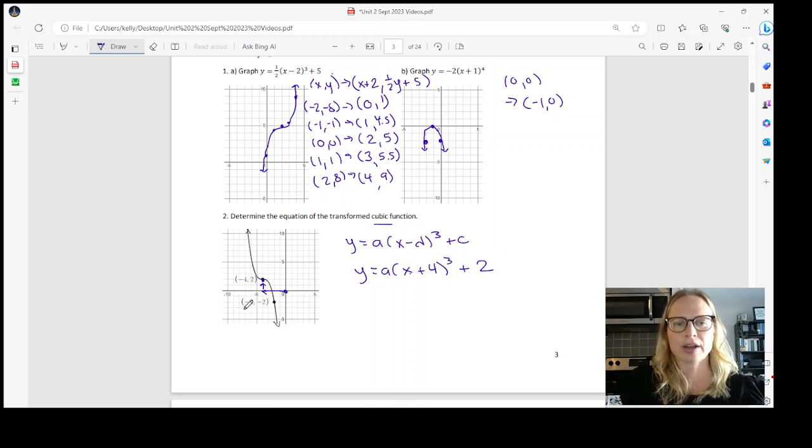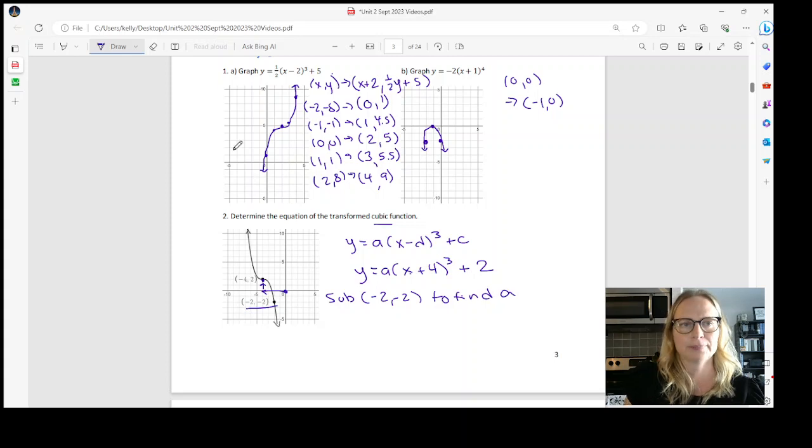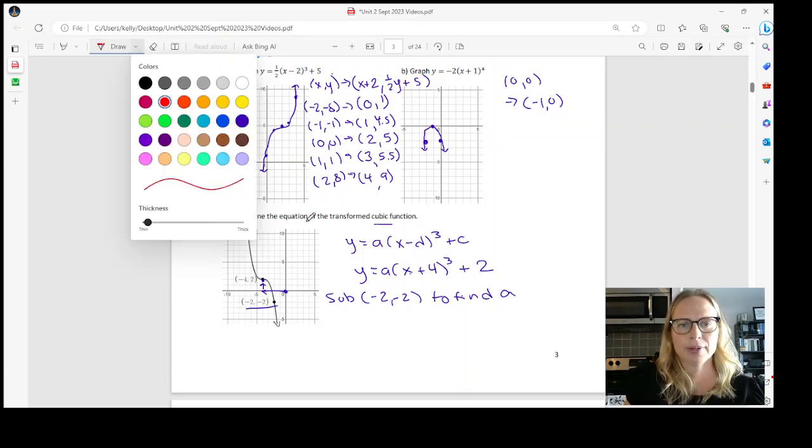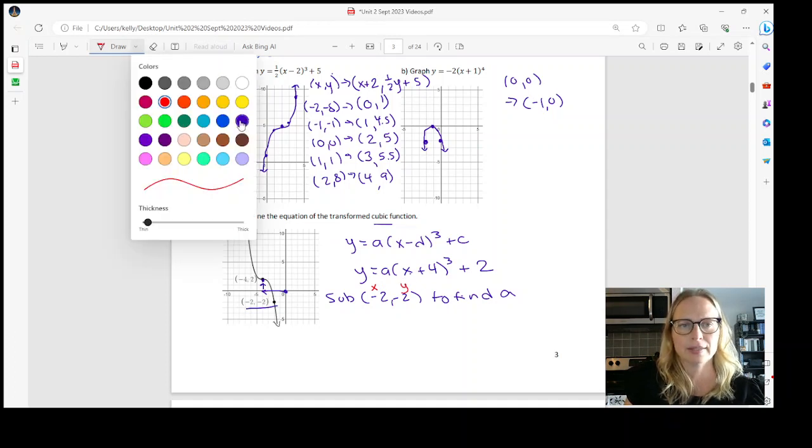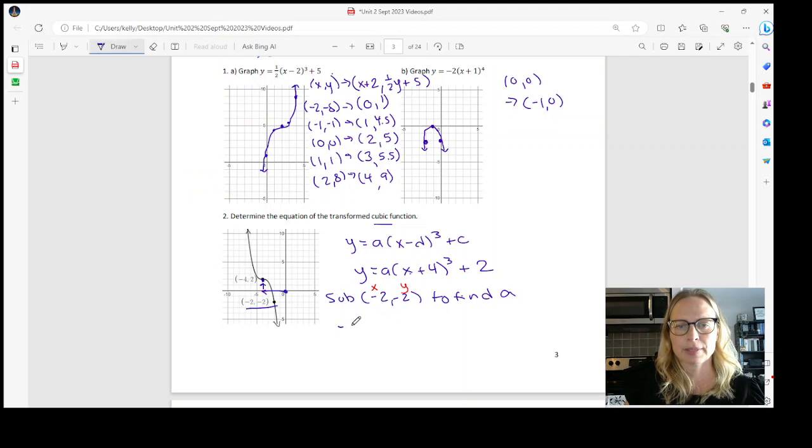To find the stretch value, we need to sub in another point on this and use a nicely labeled point, because here we can't tell what sort of decimals are involved in the point. So I'm going to give you a labeled point. We're going to sub in (-2, -2) to find our a value. Remember that our x and y are represented in this order. So I'm going to sub in -2 for y and -2 for x.